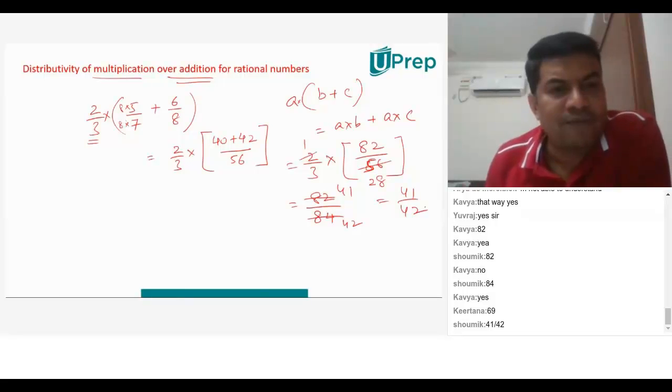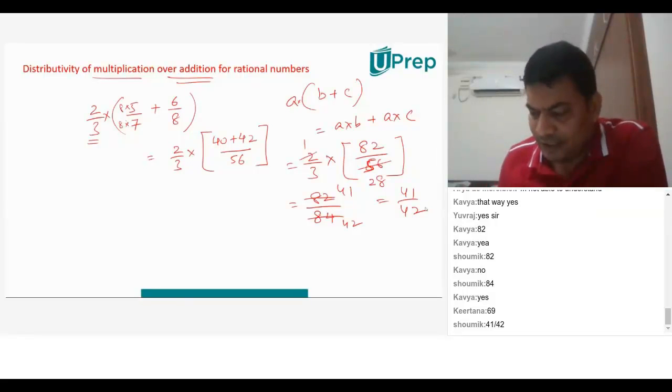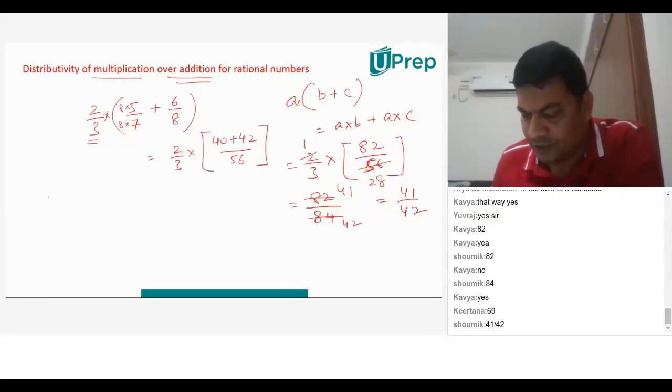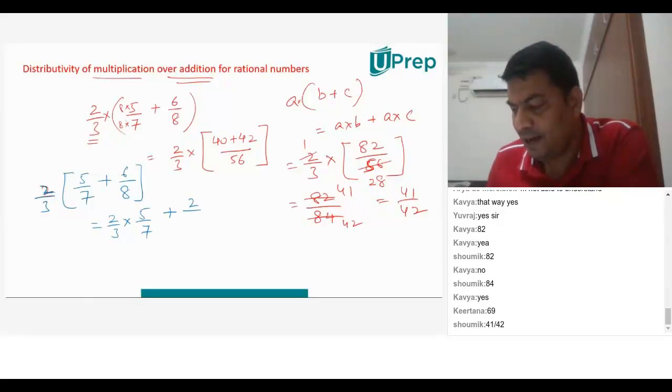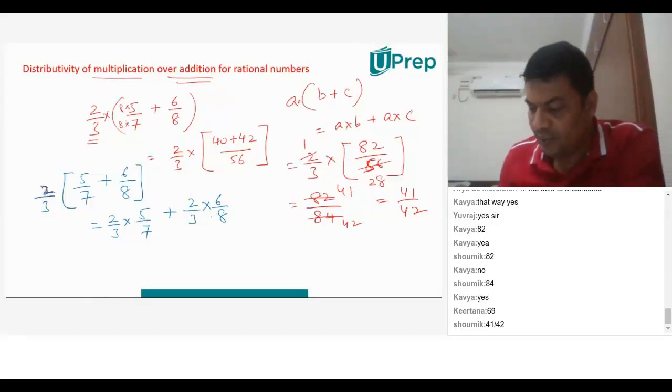So that's how we have done the entire calculation. Another way of doing the same thing is by the distributive property. We had 2 by 3 times 5 by 7 plus 6 by 8. Let's use the distributive property and check. What it says is 2 by 3 multiplied by 5 by 7 plus 2 by 3 multiplied by 6 by 8.